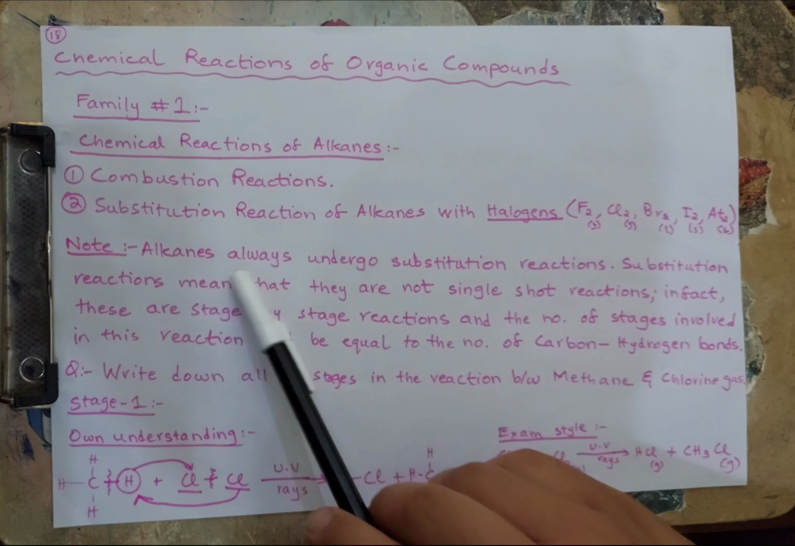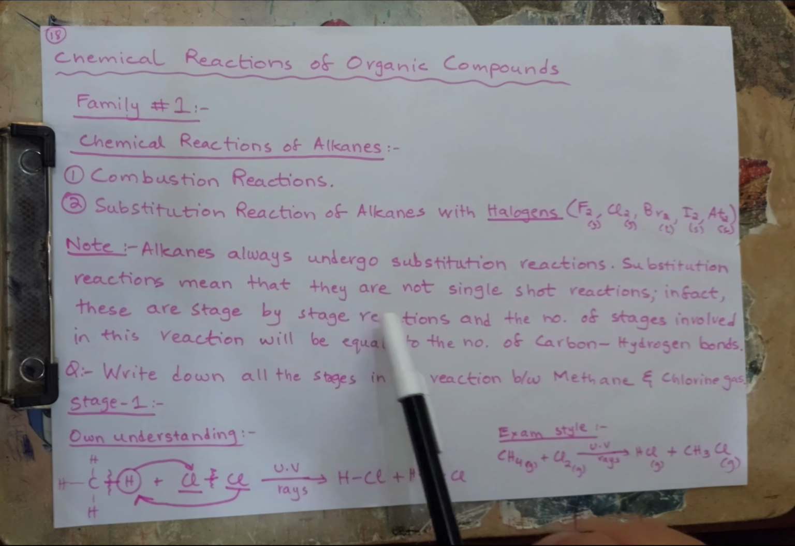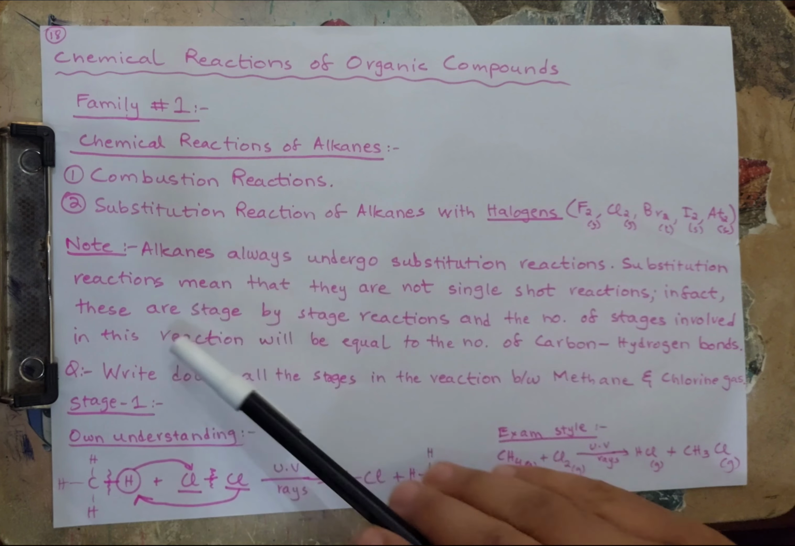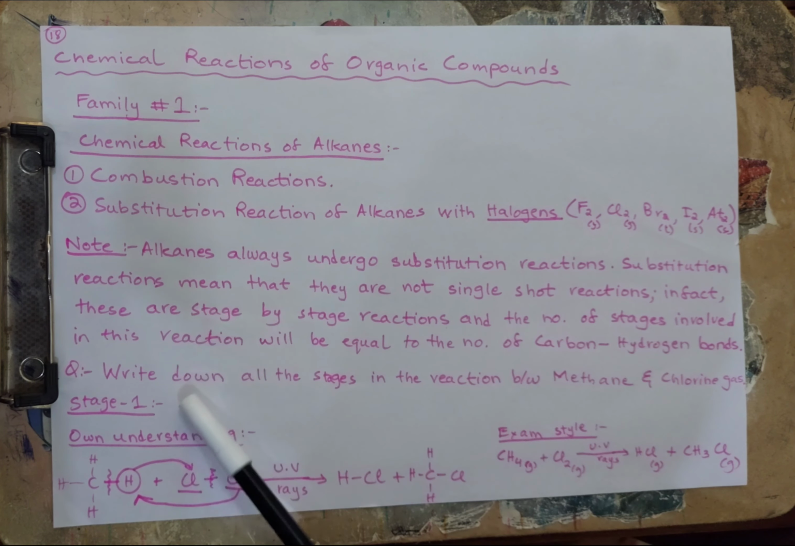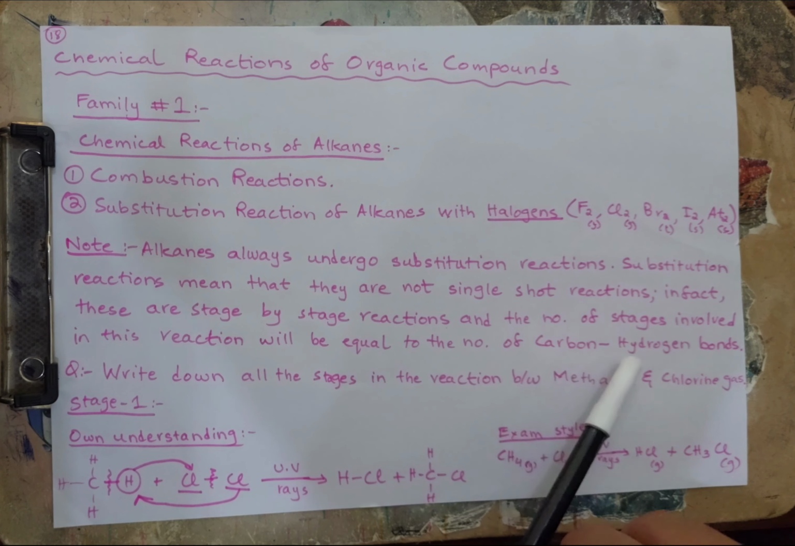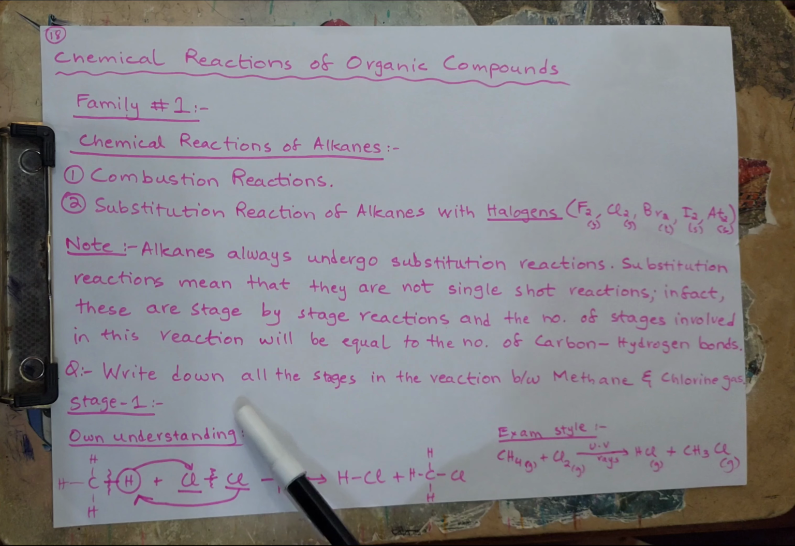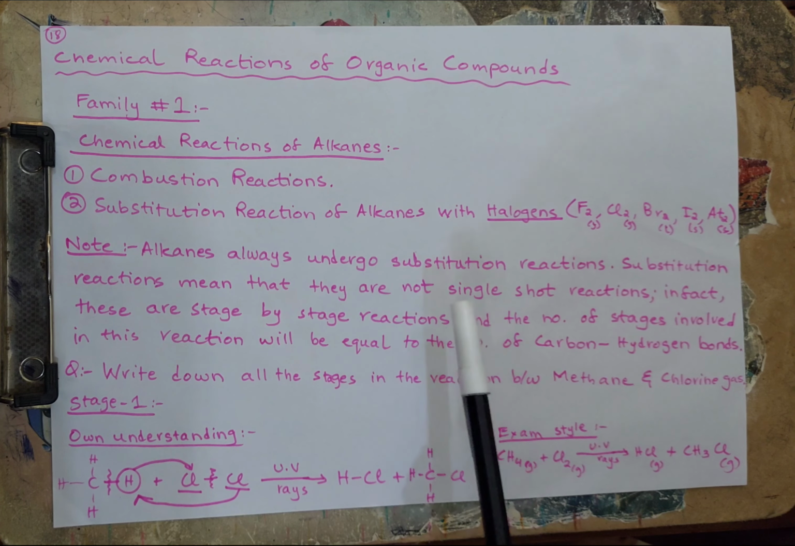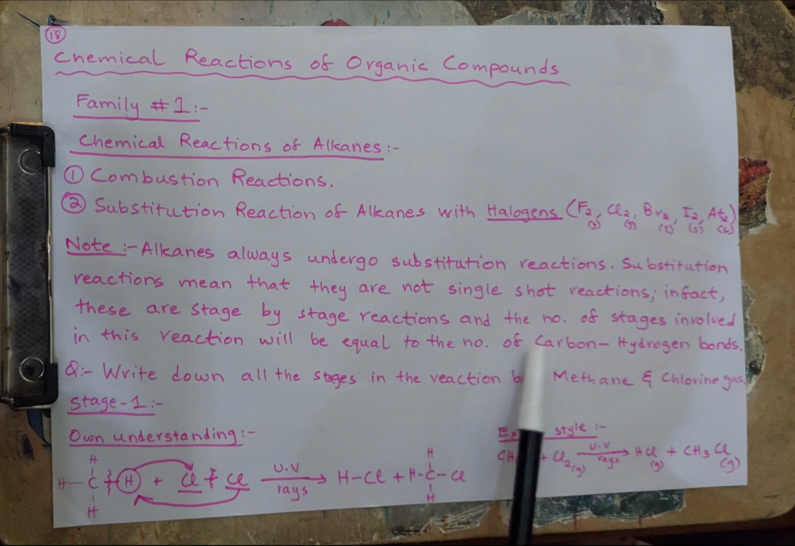Note: alkanes always undergo substitution reactions. Substitution reactions mean that they are not single shot reactions. In fact, these are stage by stage reactions, and the number of stages involved in this reaction will be equal to the number of carbon hydrogen bonds. For example, what it says here, that substitution is a step by step reaction, and the number of steps involved in a substitution reaction are equal to the number of carbon hydrogen bonds.